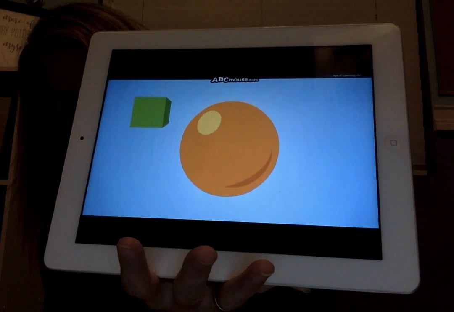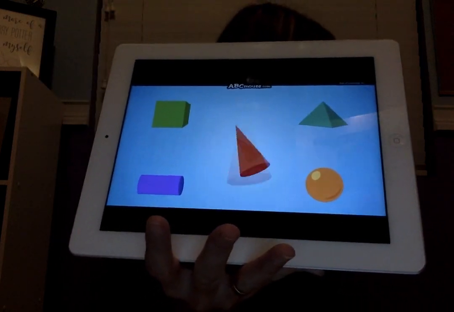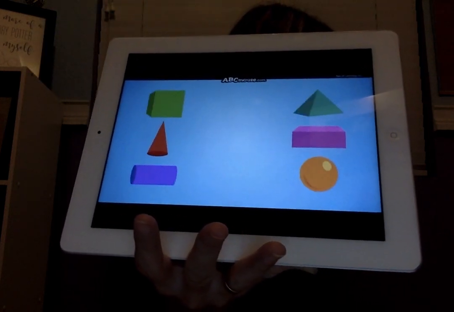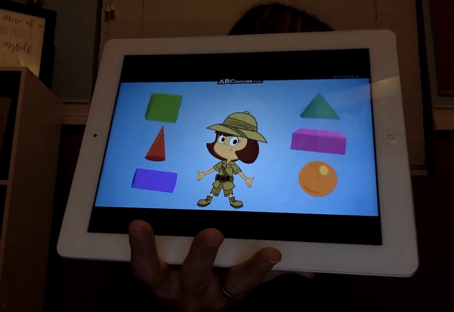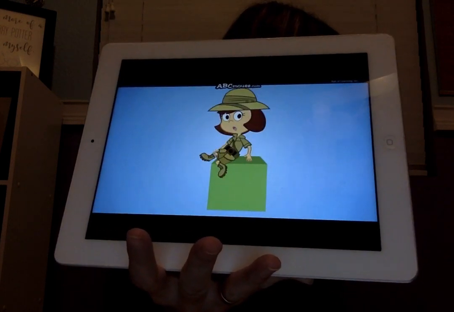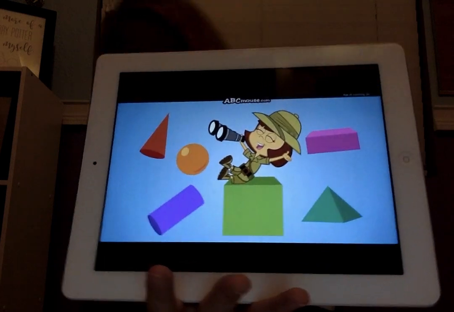Let's sing about 3-dimensional shapes. No two look the same. We see these 6 shapes everywhere. Now you know them all by name.